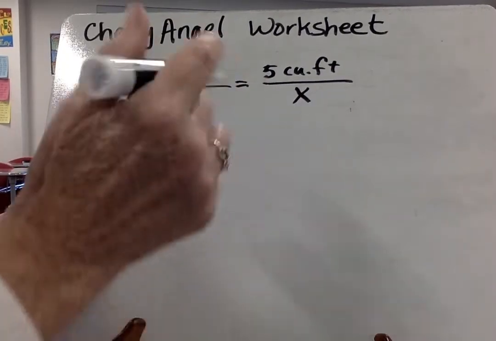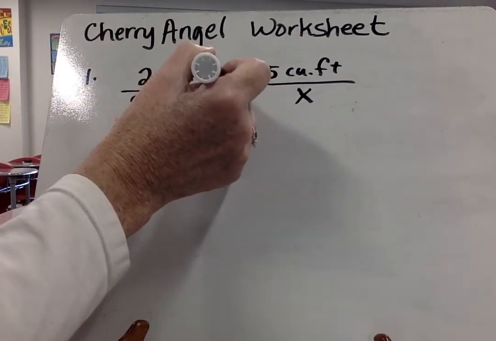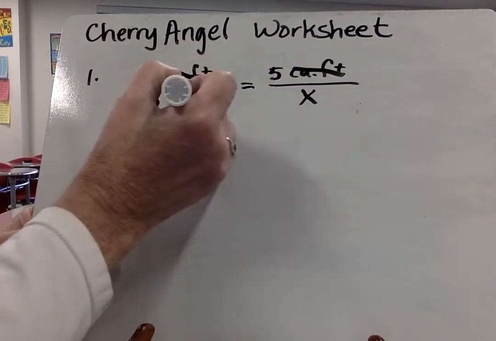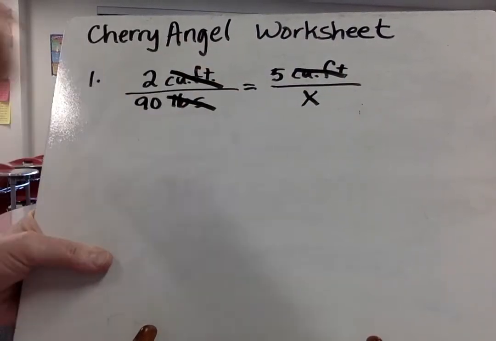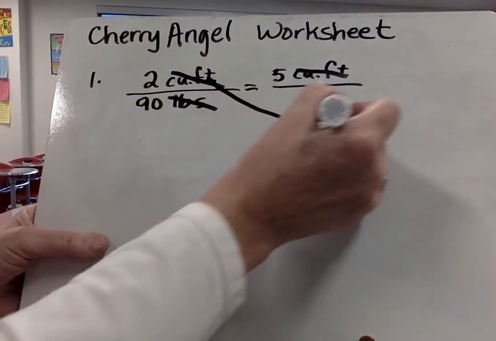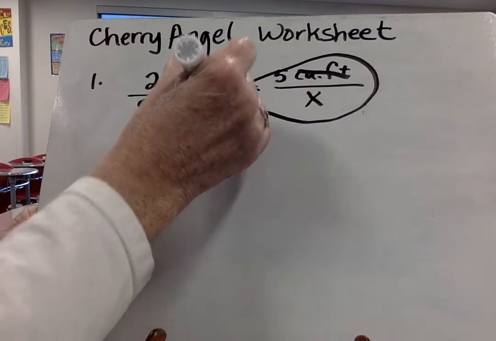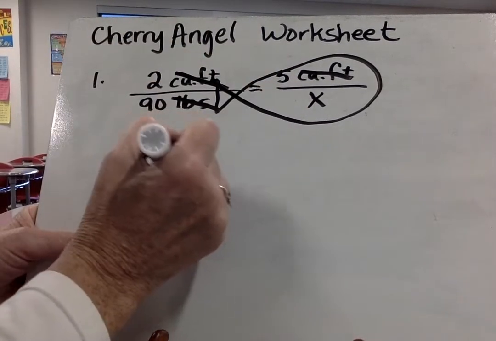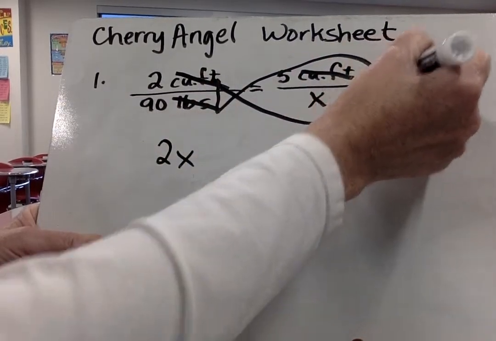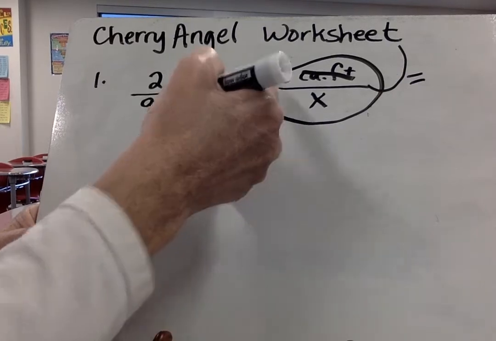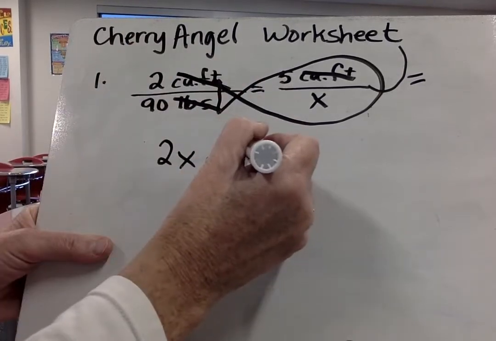Now, we're going to do what I call the fish. Okay, we can say cubic feet, and cross out the pounds because we're only concerned with the numbers right now. And then we do, like I said, the fish. Does that look like a fish if I did it like that? So we go 2 times X is 2X, and the hook is in the fish's mouth, so that's where the equal sign is, equals 5 times 90.